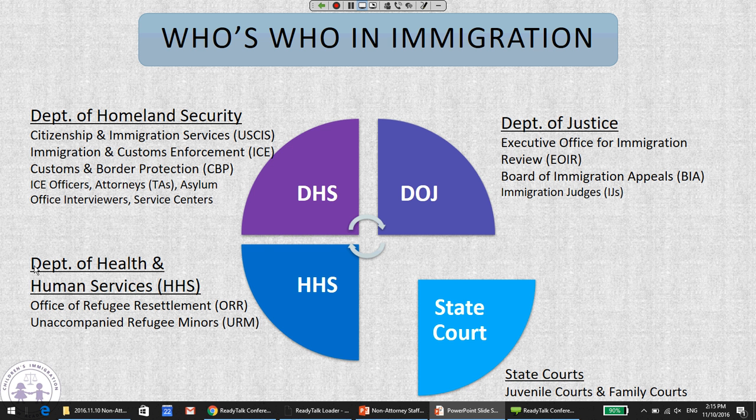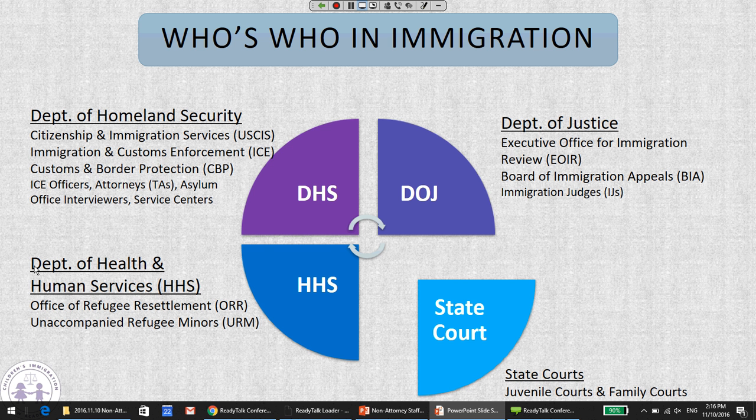So DHS is Homeland Security, and within that, they oversee U.S. Citizenship and Immigration Services, which is USCIS. They also oversee Immigration and Customs Enforcement, which is ICE, and Customs and Border Protection, which is CBP, right? So USCIS is where we send most of our applications. ICE are the government attorneys, or TAs, among other things. They actually enforce the immigration laws. And CBP, as we know, are those agents who are down on the border and actually doing the apprehensions and enforcing the border.